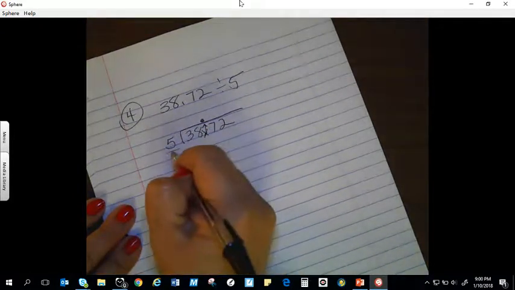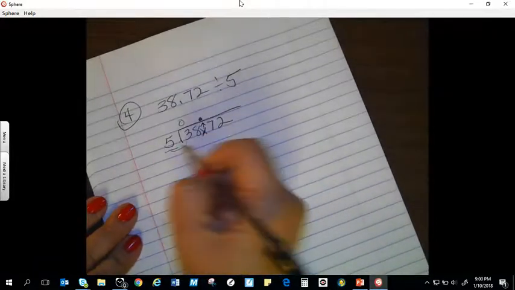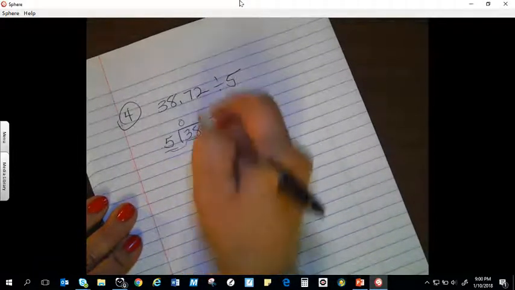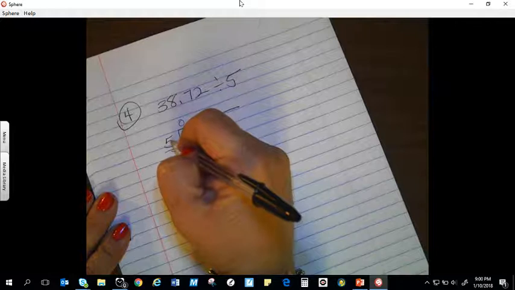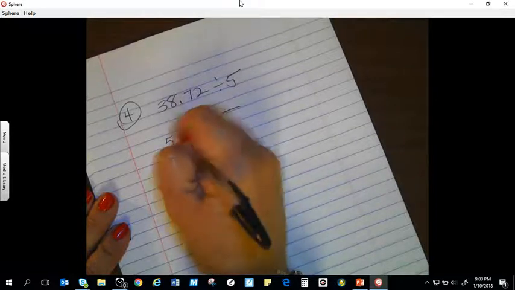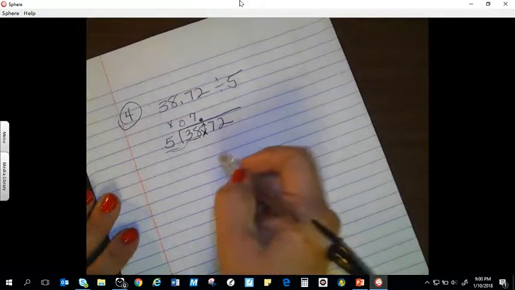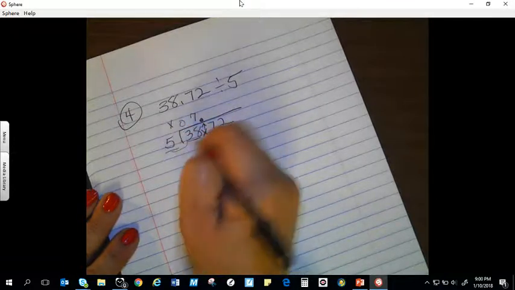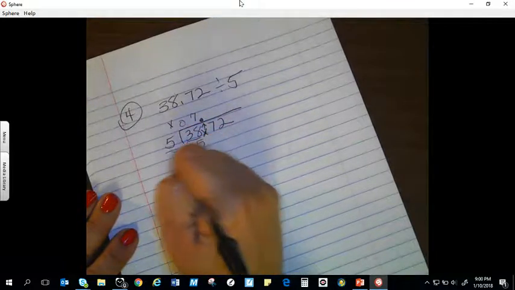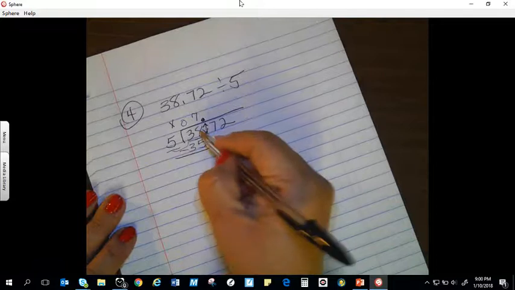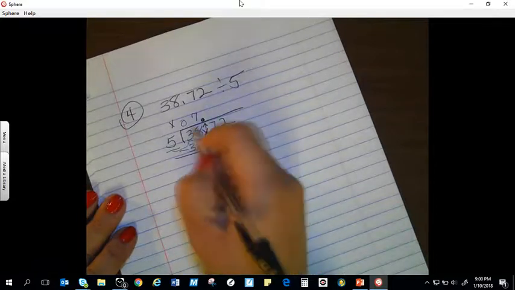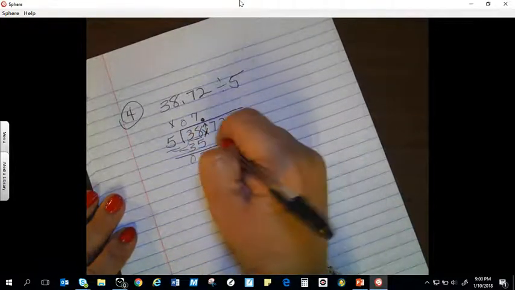How many groups of 5 go into 3? 0. How many groups of 5 go into 38? Well, I know that 5 times 7 is 35, so that's as close as I can get without going over. 7 times 5 equals 35, and I'm going to subtract that out. 8 minus 5 is 3. 3 minus 3 is 0. I'm going to bring down my next digit.